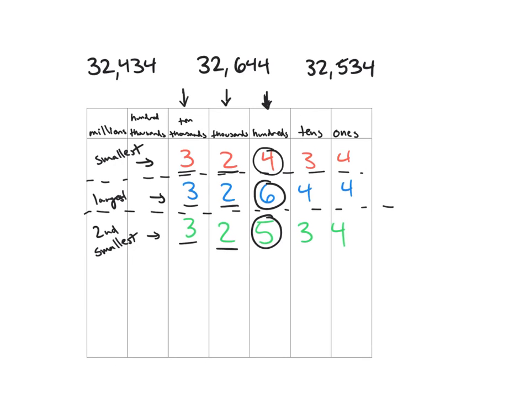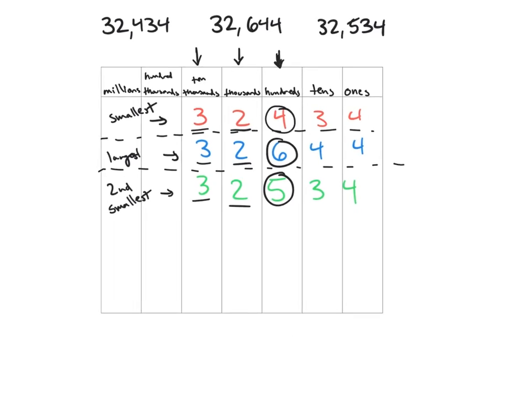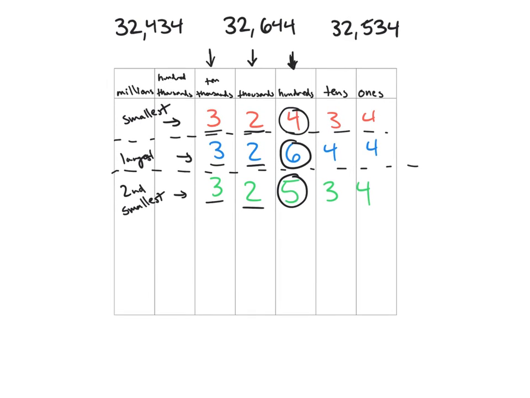So if I was going to rewrite or reorganize these numbers using the greater than, less than, or equal to symbols, I would start with, I'll write it down below here. I would start with 32,434 is less than 32,534, which is less than 32,644. And so it goes from the smaller end down here to the bigger end over here.